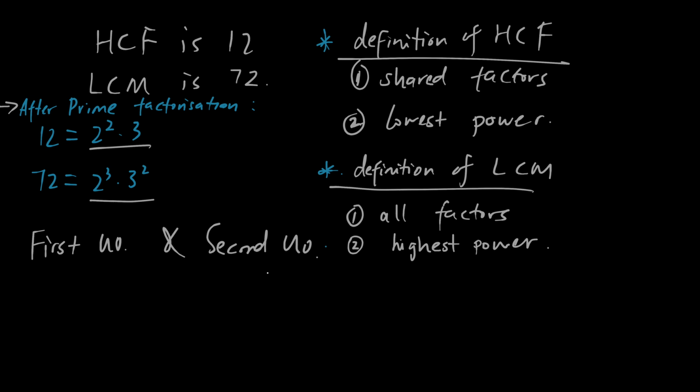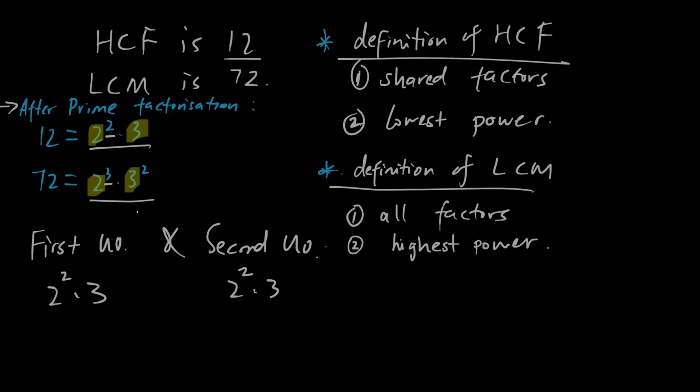For the HCF, which is 12, it is shared factors. So you just look at this. 2 is shared, 3 is also shared. So you need to write down 2 and 3 for both numbers. And now you need to choose the lowest power. The lowest power for 2 in this case is 2, because 2 is lower than 3. I'm talking about the power here, okay? So therefore I pick 2.